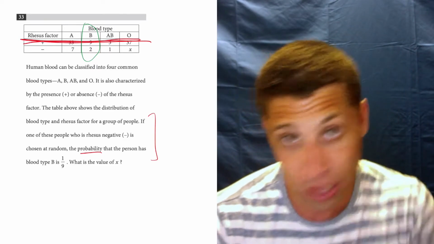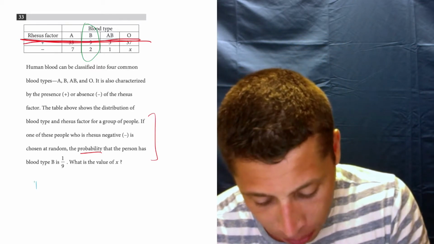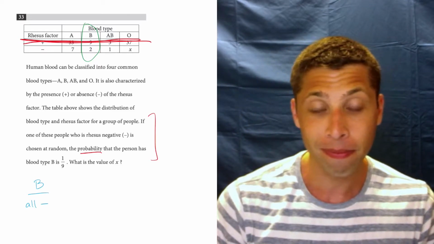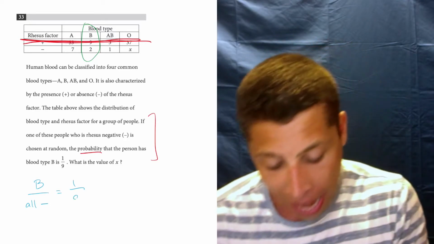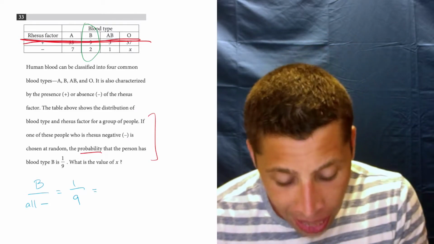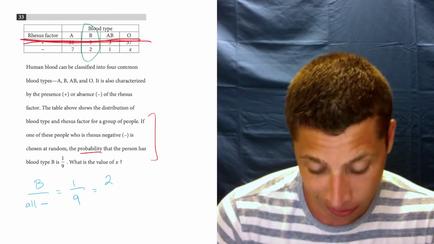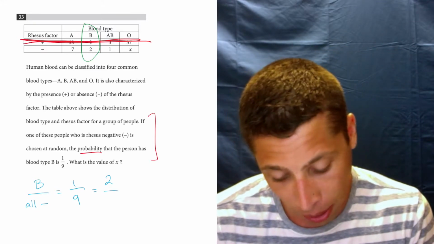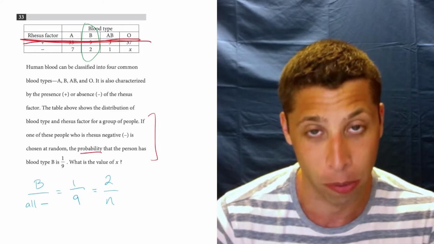So one way to say this without numbers is that we have the B's over all the negatives. Okay? And one person is going to be B out of every 9 people who are rhesus negative. And we see that 2 people are B, according to the chart. And so we can put, let's do N, so we don't confuse it with the actual variable in the question.